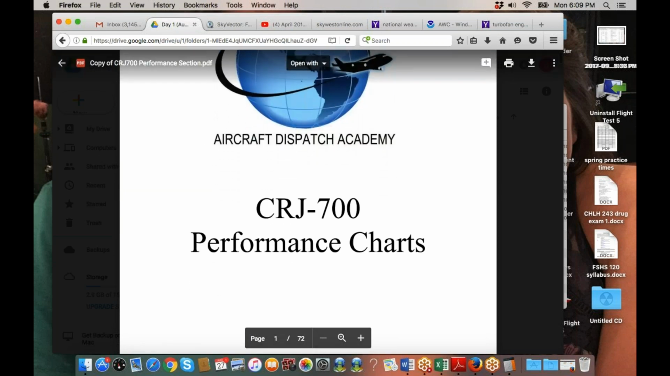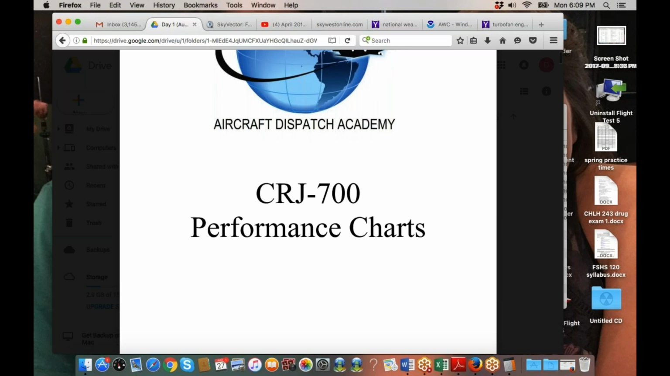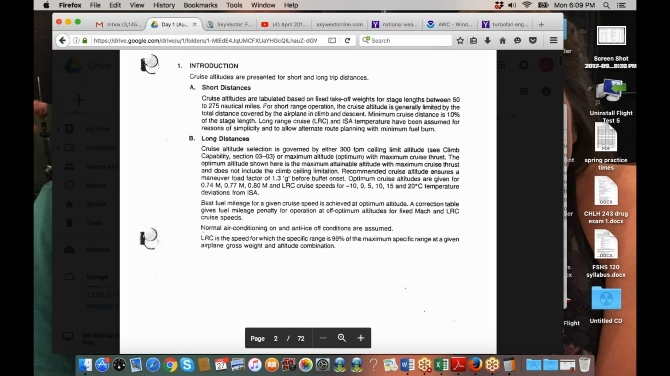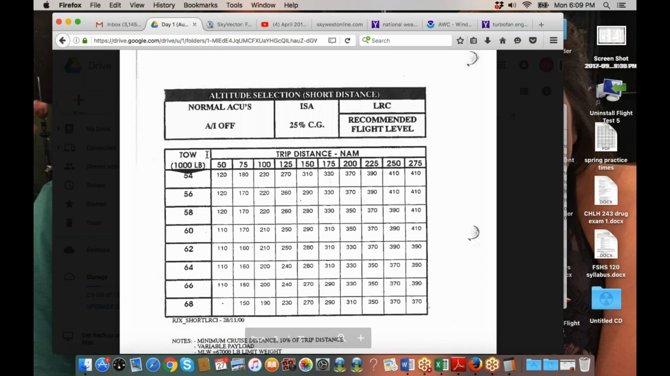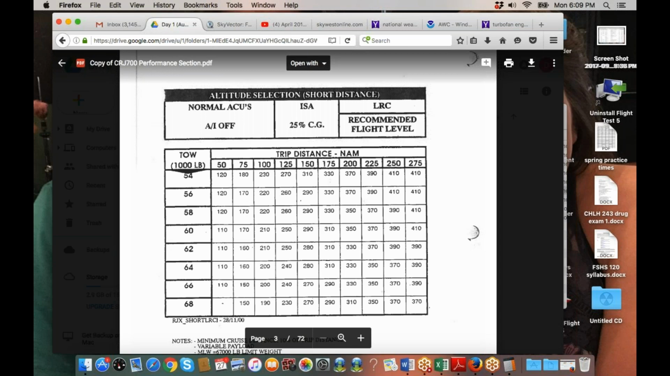So we'll go into some performance charts today, which is why I prefaced with the ISA. One of the biggest things to remember when we're flight planning is that we're always planning as though an engine could fail somewhere. So what this first chart goes into is how to select altitude for short distances.